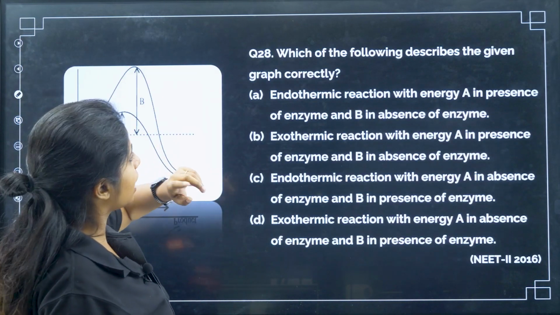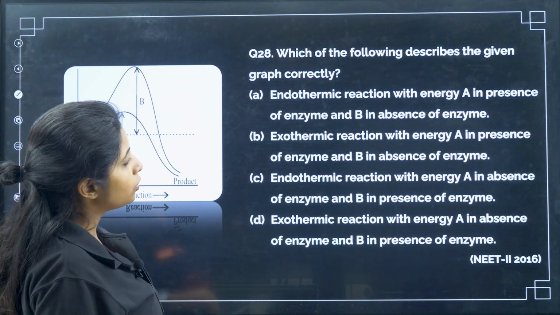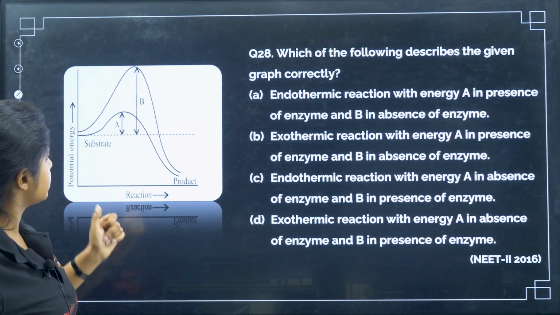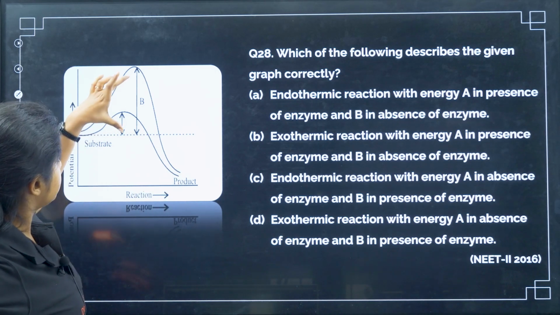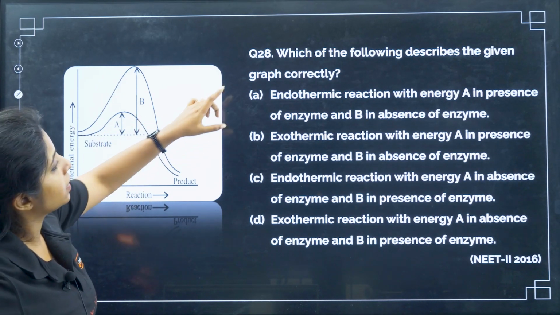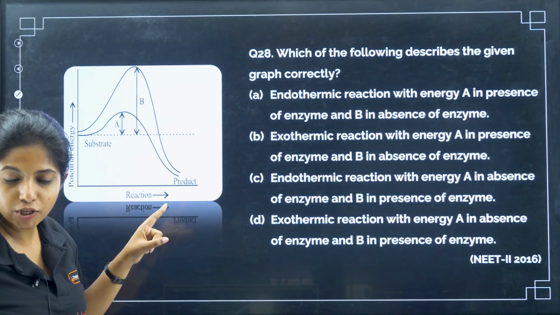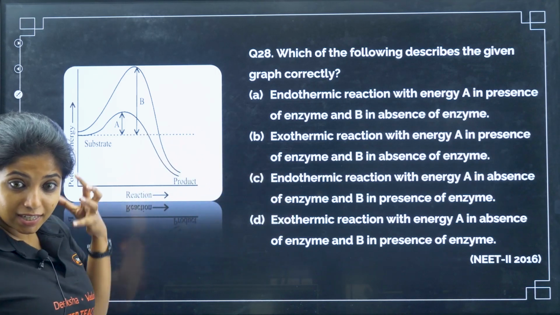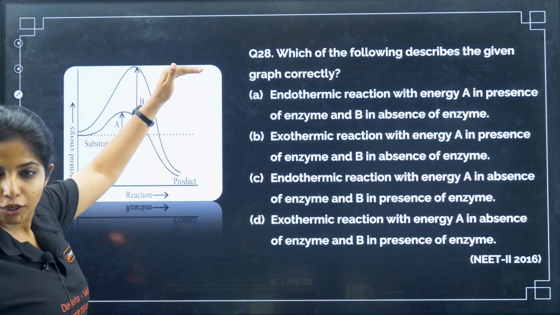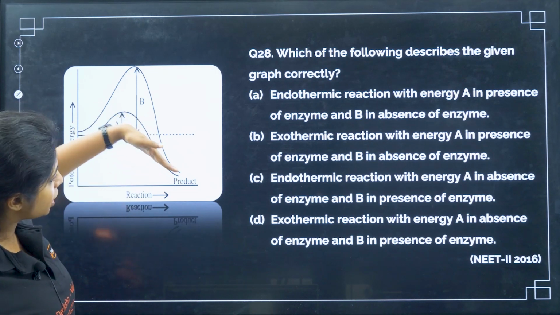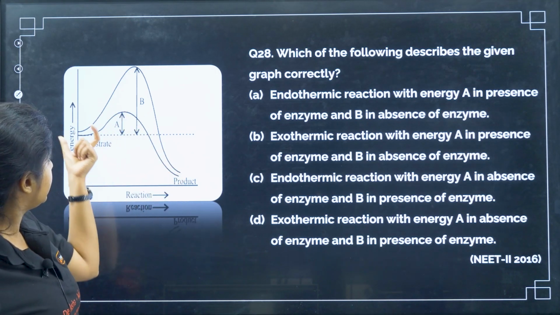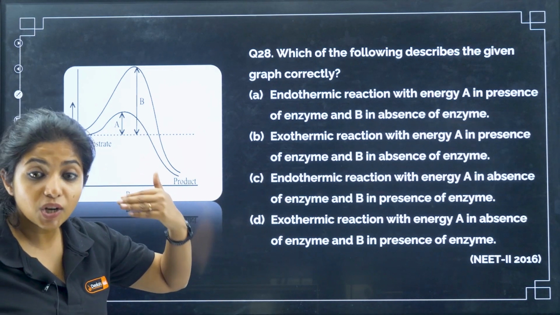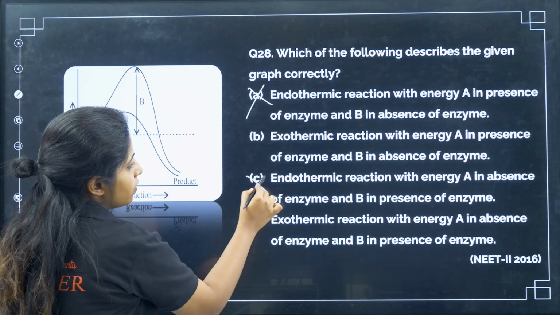Now, which of the following describes the given graph correctly? Endothermic reaction with energy A. Okay, this is the graph. Please go through the graph once. Potential energy, substrate is here, product is over here. It is said to be an endothermic reaction. First of all, is it endothermic? Is it taking in energy? In that case, it should be going up, right? But it is losing energy, so the product will be lower, my dear children. Potential energy is very less. So it is not endothermic. It will be exothermic, as it has lost energy. Wherever you see endothermic, you give a cut to that.